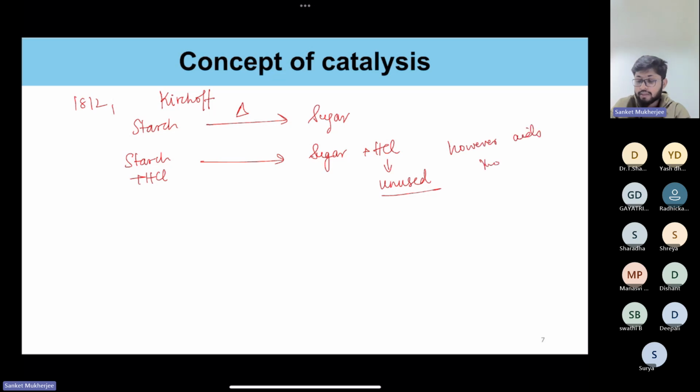So that's the concept of catalysis. We'll talk about it. In 1835, the Swedish chemist John Berzelius coined the name catalysis. He was the one who coined this name.